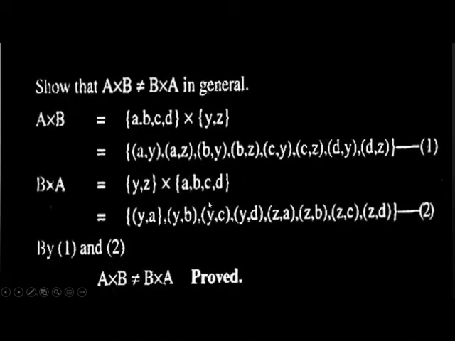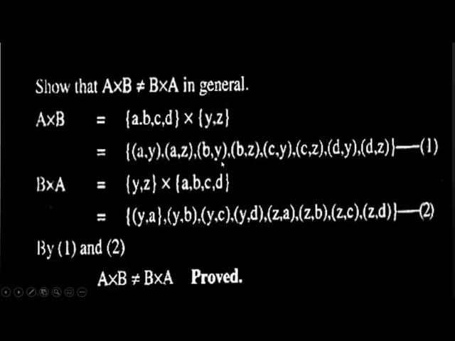Now, B cross A, what does it mean? It means that there is a set B which is {Y, Z} and A is {A, B, C, D}. So you have to pair up in this manner that all the first components belong to set B and all the second components belong to set A. In this manner, you can see Y has been paired with all the elements of A. So it has become YA, YB, YC, YD, and then taking Z, it would become ZA, ZB, ZC, ZD.